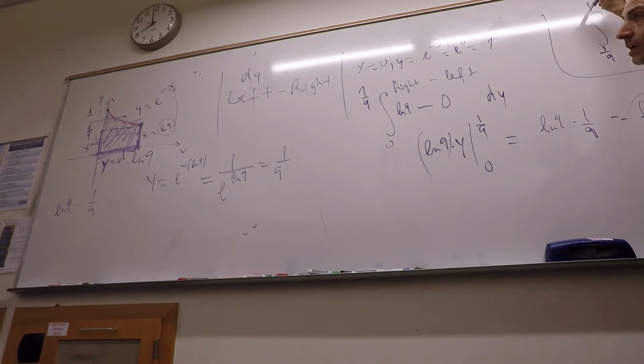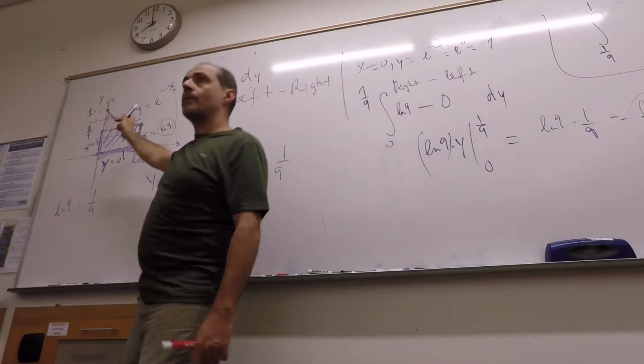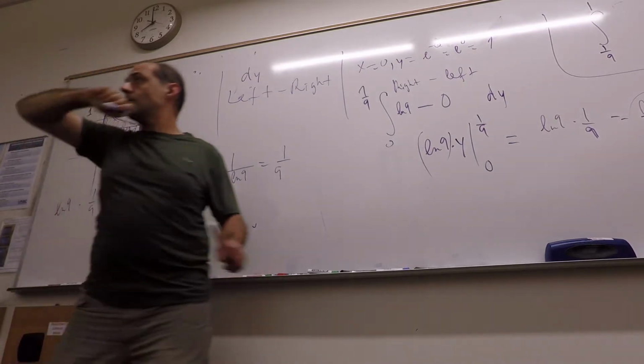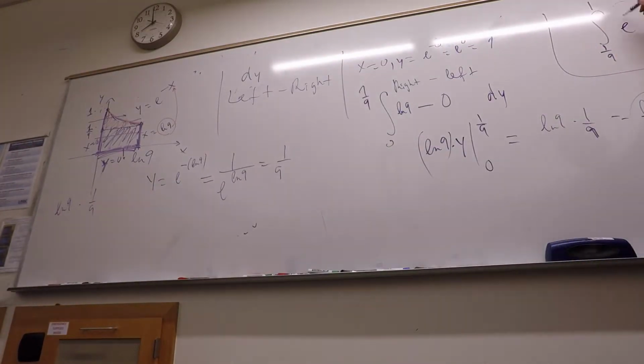And what is the right function here? E to the negative x minus 0. But what is my problem? We don't want an x, right? We want a y. So I have to change this. So y equals e to the negative x. I have to solve for x.